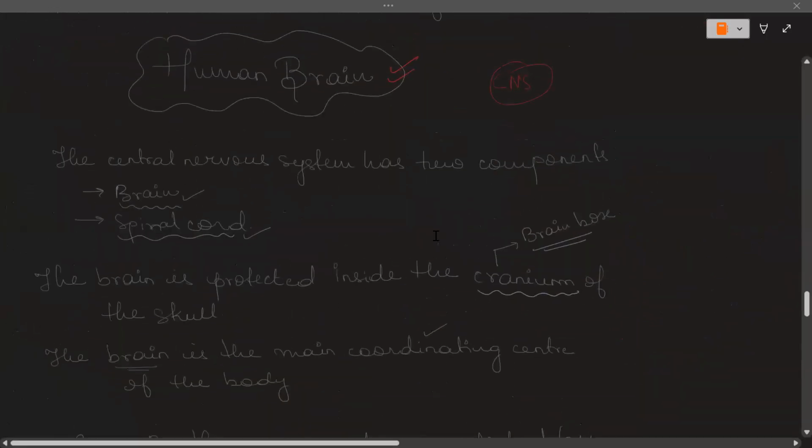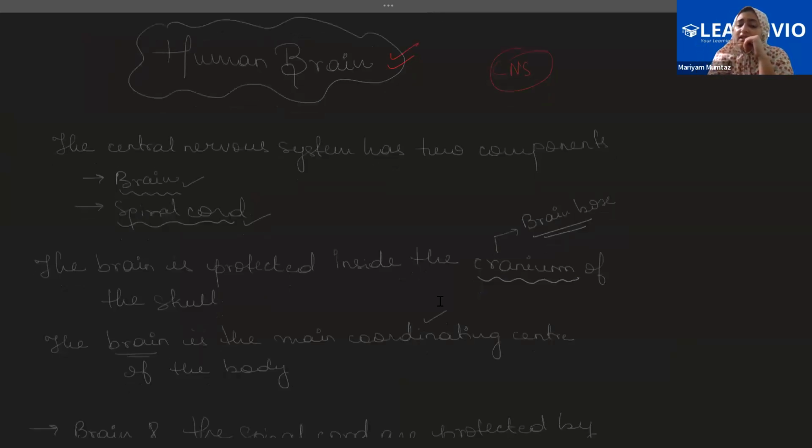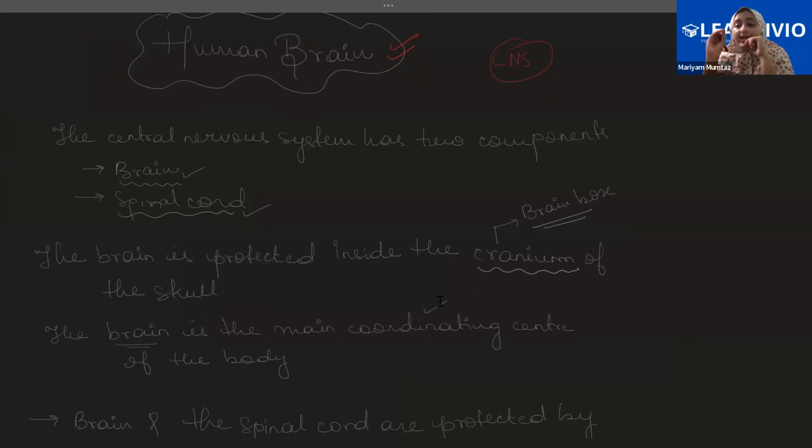Okay. All right. So now let us discuss the human brain. Now we know that the human brain is one of the components of our central nervous system. And our central nervous system has two components. The first one is the brain and the next one is the spinal cord. So two components are there. Now, you can feel your head, right? The brain is protected inside the brain box, or you can also call it the cranium of the skull. So the brain is very strongly protected by the cranium.